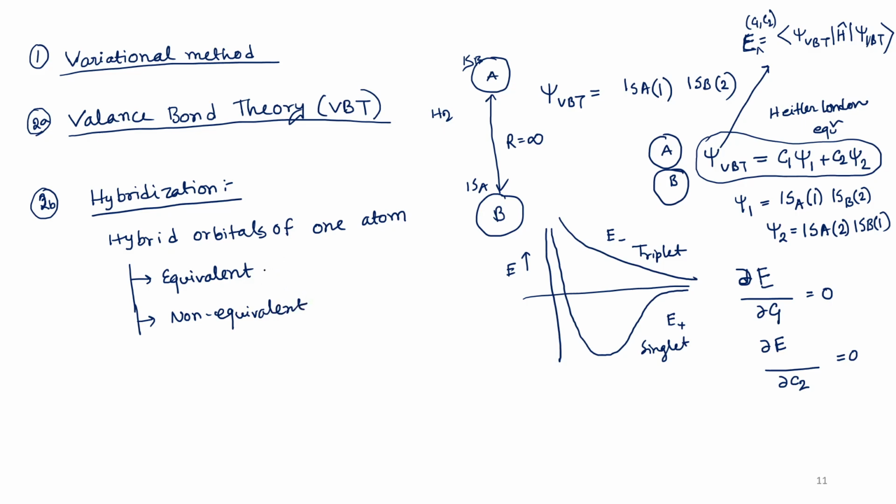So equivalent hybrid orbital means, suppose your sp, sp2 or sp3 orbitals. In these cases, when sir has discussed the problems, I think for sp, sir has discussed maybe acetylene, and for sp2, maybe BF3, boron trifluoride, and for sp3, I guess sir has discussed methane.